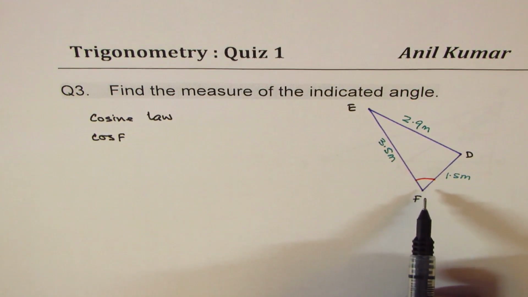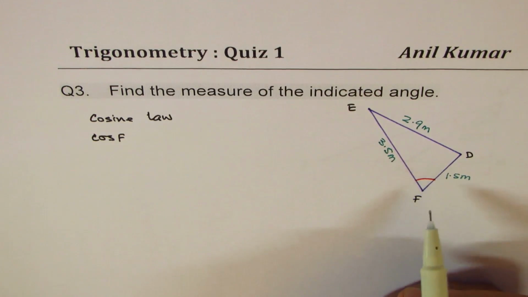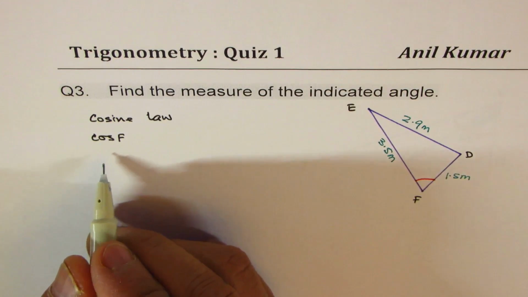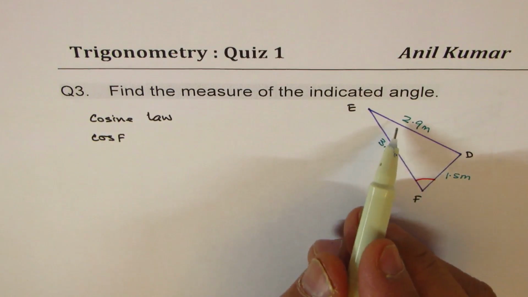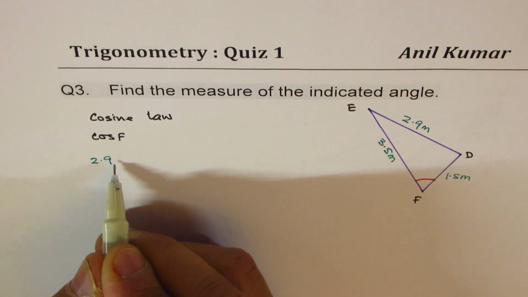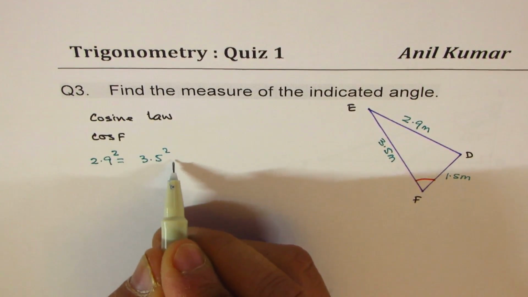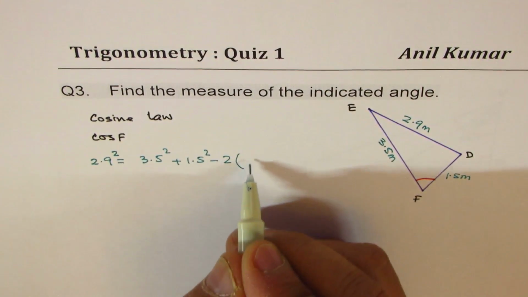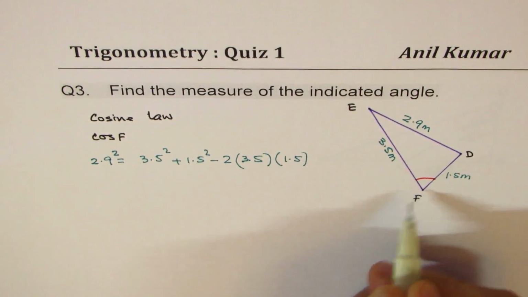So, well, some students may not remember this formula. So let me derive it first. Then we will use the formula, okay? So sometimes we write this formula as this side, let's say, 2.9 square is equal to these two square. We'll add them, 3.5 square plus 1.5 square minus 2 times these two sides, which is 3.5 times 1.5 cos of the angle in between.